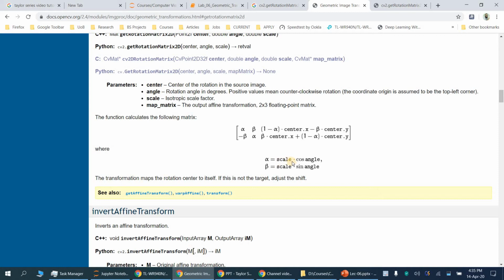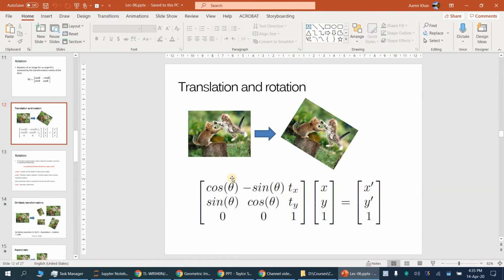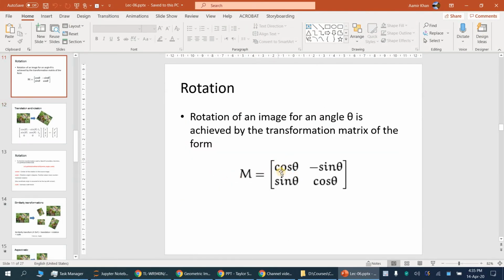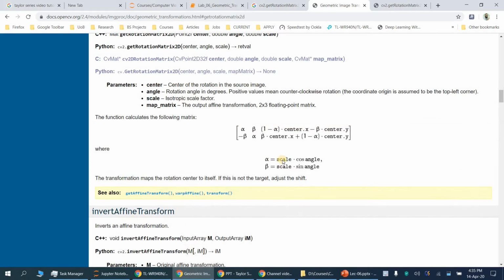Together, alpha means scaling multiplied by cos of theta. That is the same thing shown here. If you don't perform scaling, it will be 1 multiplied by cos of theta. The first column is alpha, minus beta. The second column is beta and alpha. Remember, the diagonal entries, alpha and alpha, are the same, cos theta, and the others are sin theta.